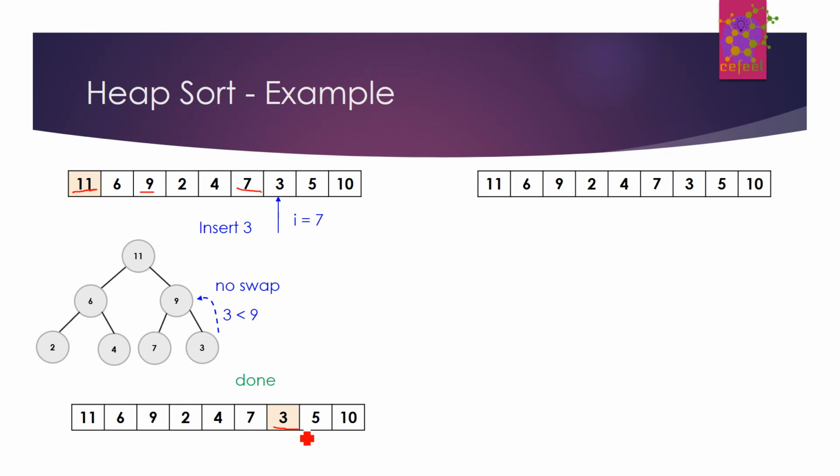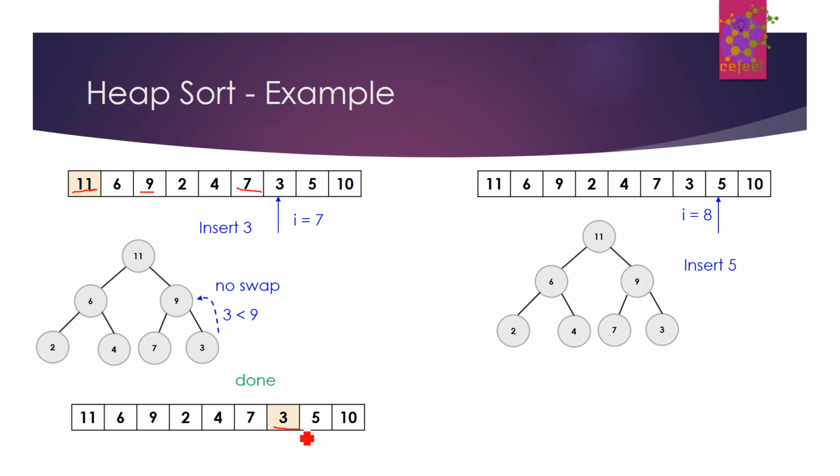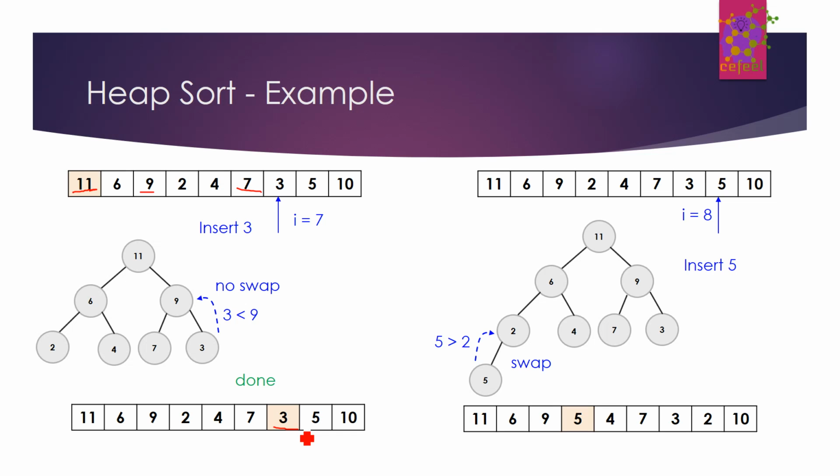Then I will increment, and I value is 8, which means it will point to element 5. Now 5 will be inserted at the first position in the 4th level, which means it will become the left child of 2. That is what the rule of insertion says. Now once we insert, we need to bubble it up till it acquires its position. So we will compare it first with 2. This will need a swap because 5 is greater than 2. So we will swap here, and if you notice, 5 and 2 are swapped.